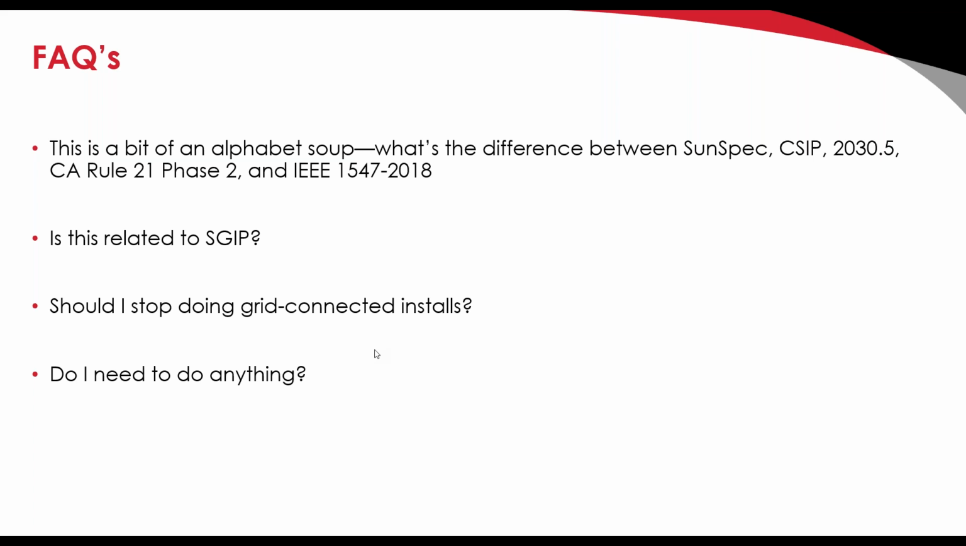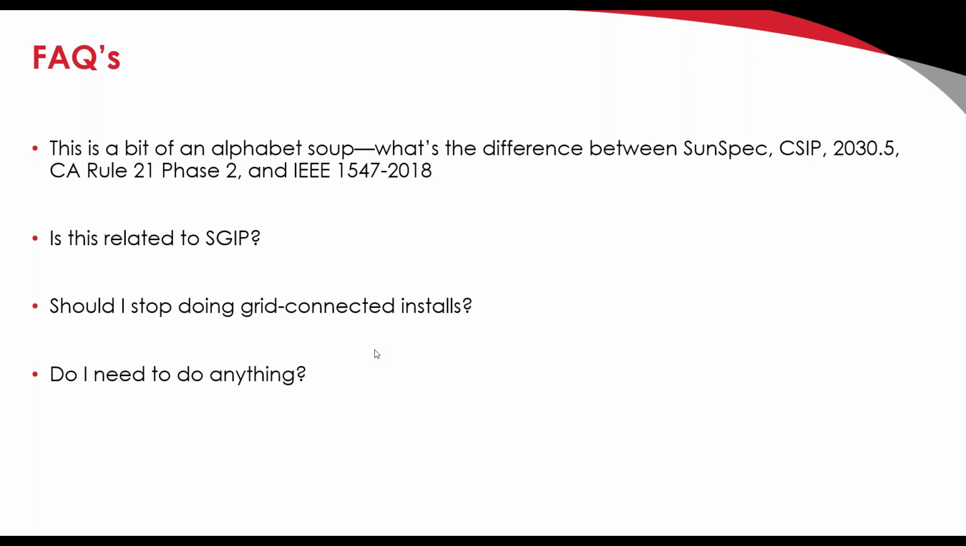Okay, so California Rule 21, Phase 2 is the California Public Utilities Commission's mandate for grid interconnected inverters in the state of California. And Phase 2 is specifically around the communication protocols, and it specifies that we must have a SunSpec CSIP protocol. And then nationwide, we'll see changes to IEEE 1547 and the test requirements therein for grid interconnectivity.